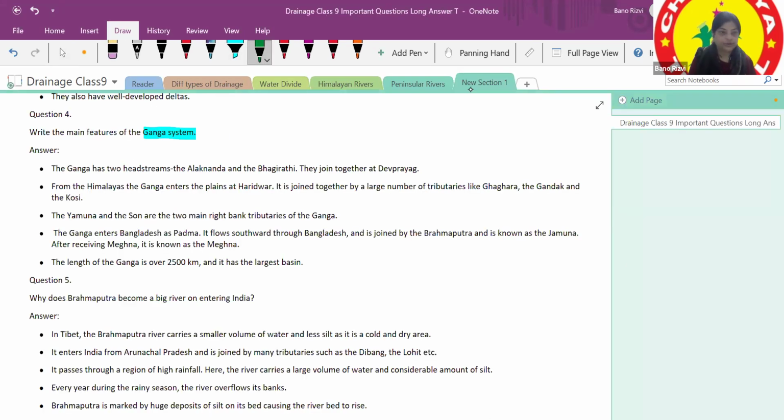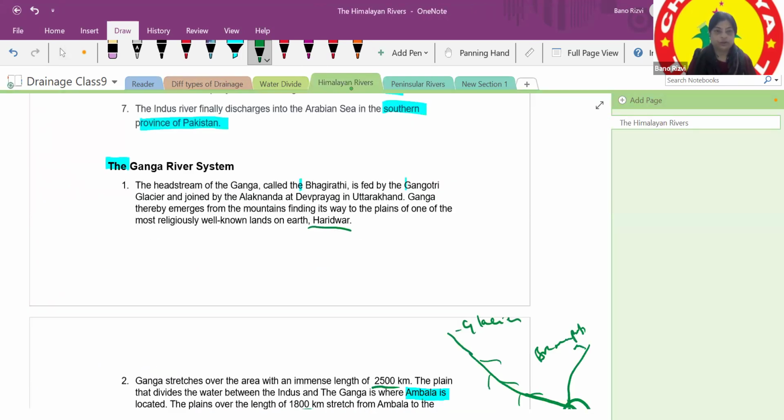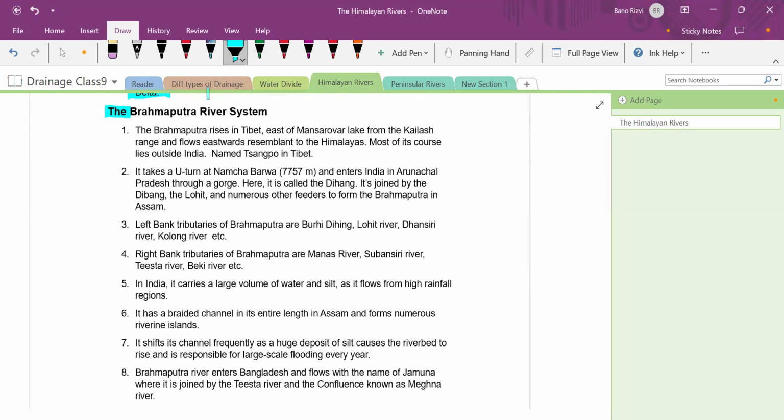Let's see more questions. Okay, why does Brahmaputra become a big river on entering India? Okay, because let's talk about the Brahmaputra here. Somebody, Likhita, you want to read the Brahmaputra river system? Yes, ma'am.